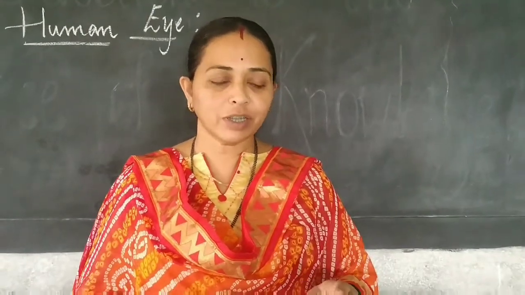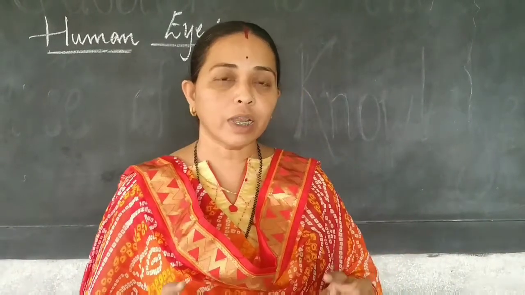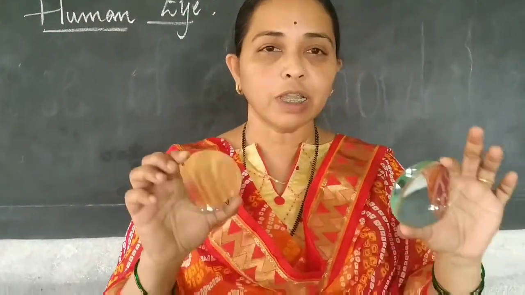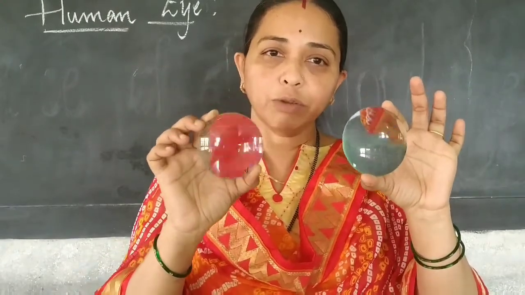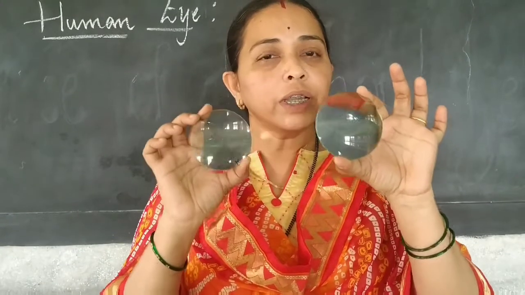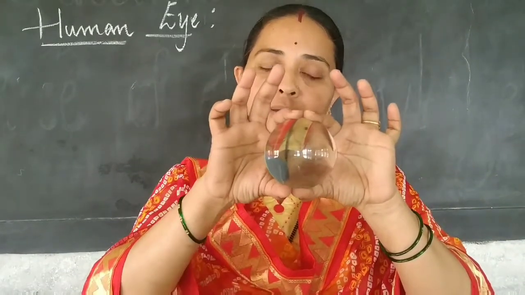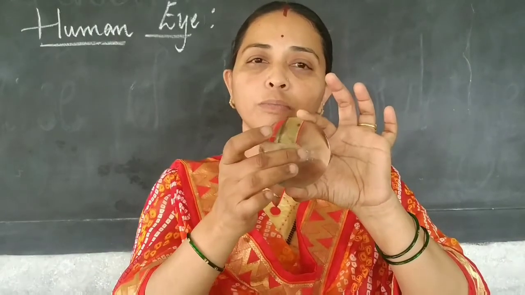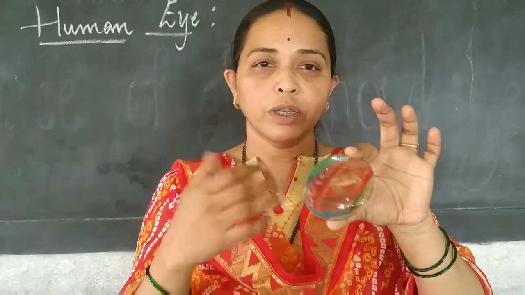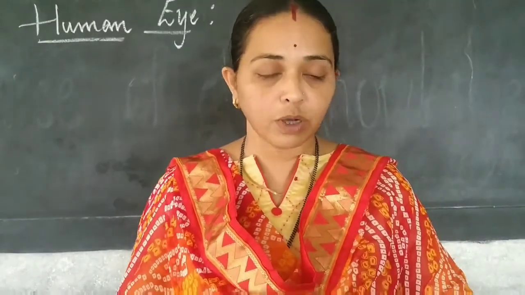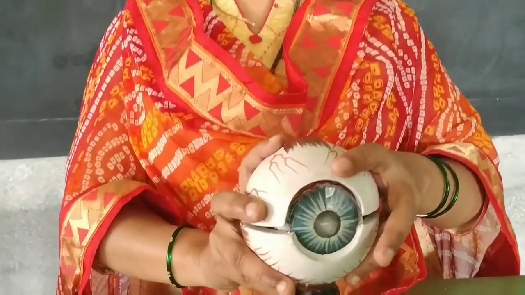Hello dear children. Today we are going to study the human eye. Before that, again we will see the lenses. Lenses like that are there in our human eye, but it is muscular. That means it can become bulgy, or it can become flattened. Now let's see how the human eye works and how the human eye is constructed.